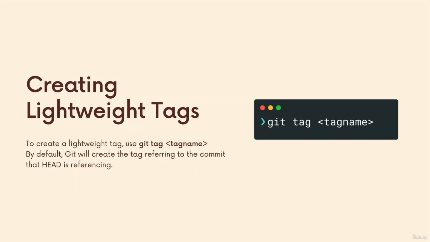All right, so here's how we make a lightweight tag. Git tag, and then some tag name, some tag we want to create. And by default, it will point to whatever the head is pointing at that moment in time, or whatever the head is referencing at that moment in time. So basically the most recent commit on whatever branch you're on, right? If we run git tag, the tag refers to that particular commit.